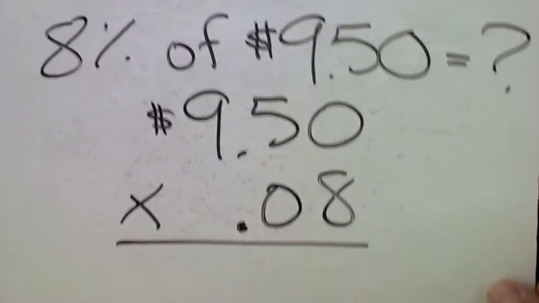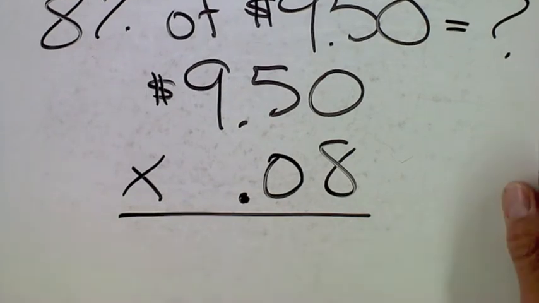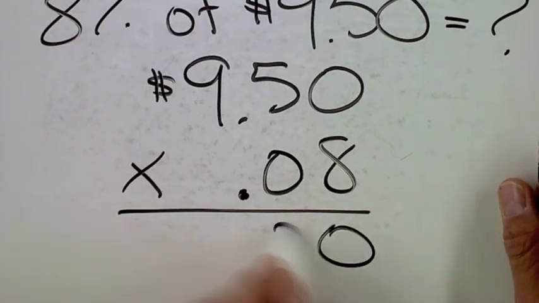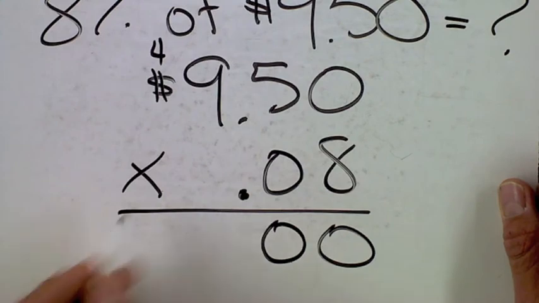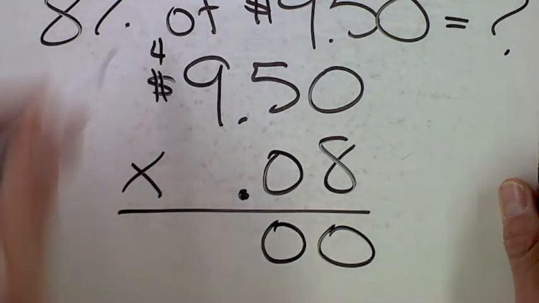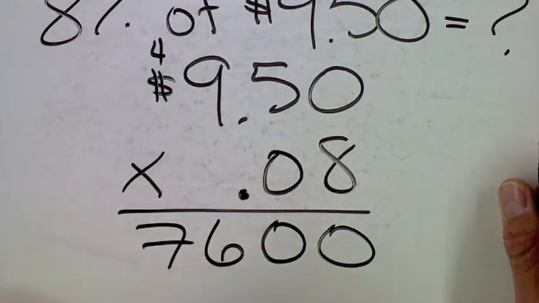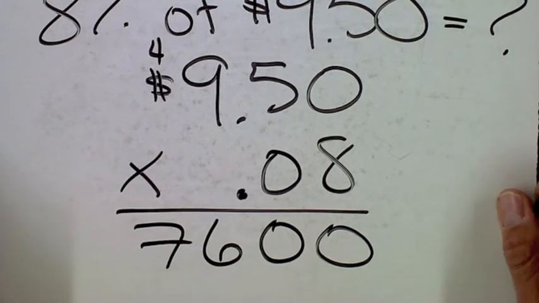So let's go ahead and multiply this out and see what we get. 8 times 0, 8 times 5 carries the 4. 9 times 8 is 72, plus 4 is 76. 7,600. Does that look like a lot of tax to pay on an item that is $9.50? It does, right? That's because we haven't put our decimals.